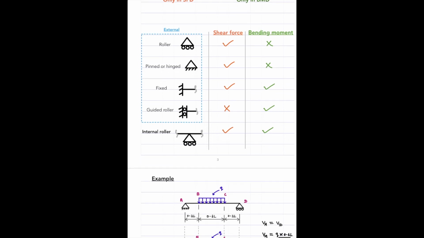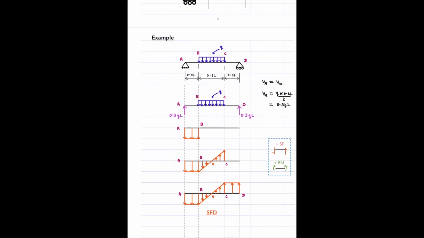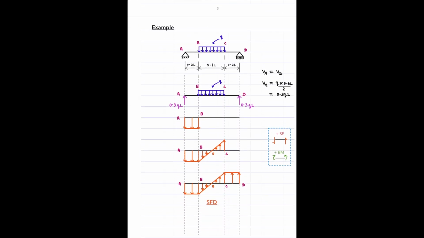Fine. So with this understanding, let us try to solve a simple problem. Here we have a simply supported beam with a UDL acting on this location, I mean, for this span of the beam ABCD.